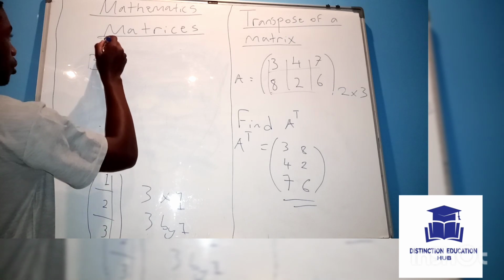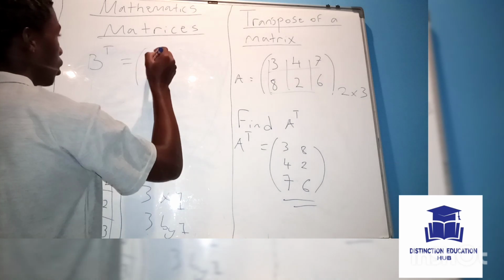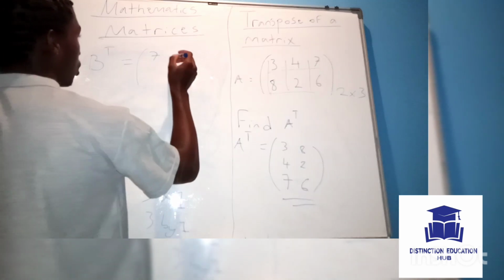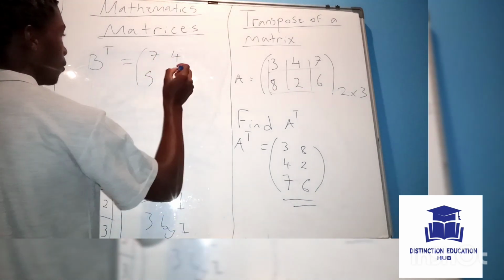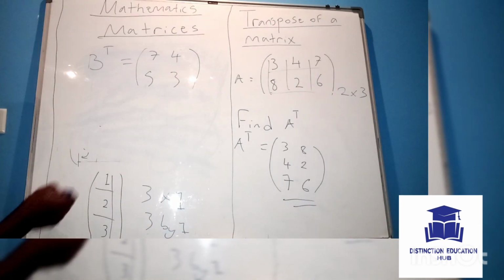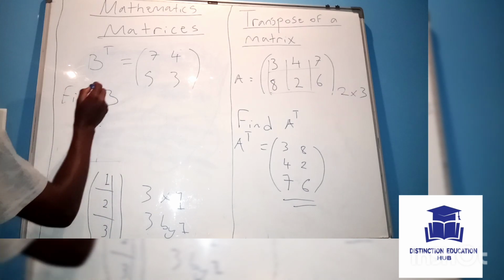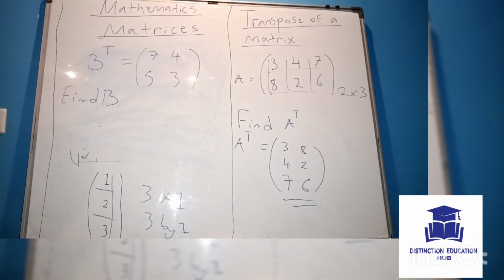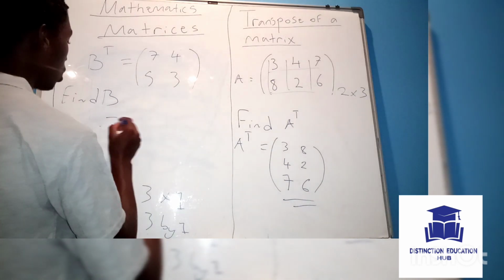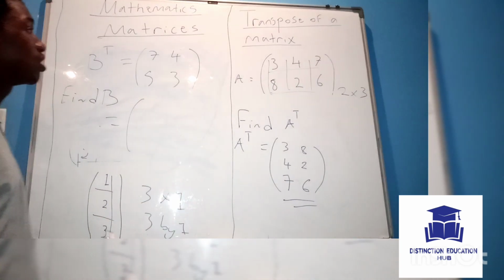So they can give you something like B transpose is equal to 7, 4, 5, 3. Okay. Then they ask you to find B. So in order for you to find B, you just do the opposite. So we can state the order of this matrix.